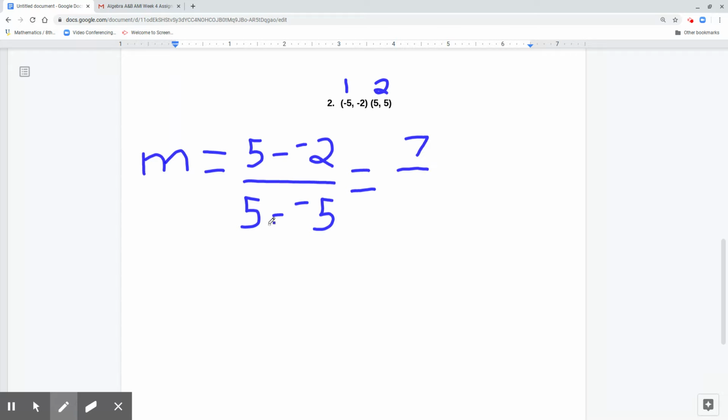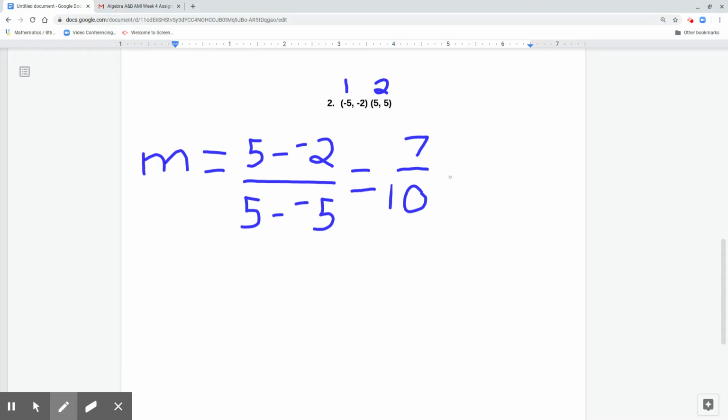And on bottom, we have 5 minus -5. So that's going to give me 10 in the denominator. Just remember, once again, that's going to be adding instead of subtracting. So we end up with the fraction 7 over 10. Now, that is not a fraction that we can simplify. It's already in simplest form.